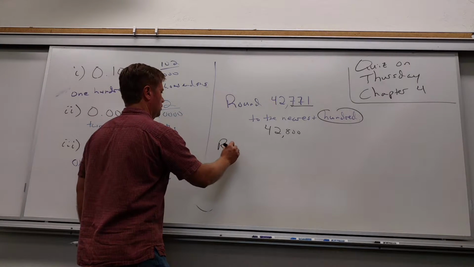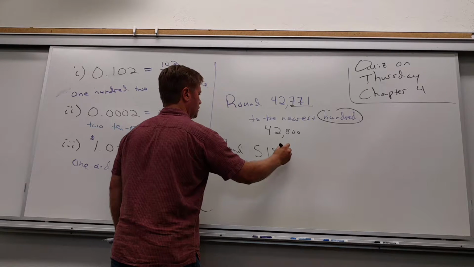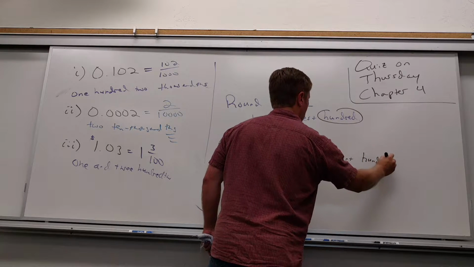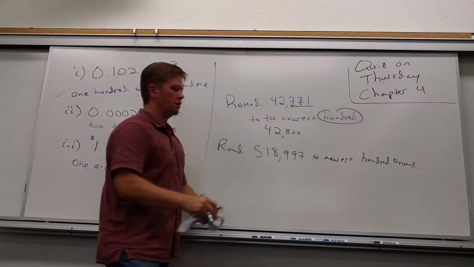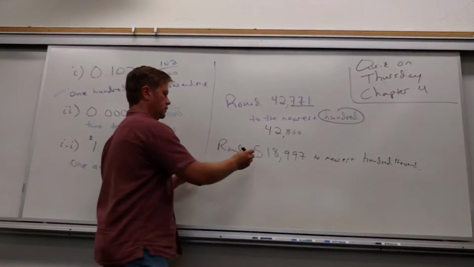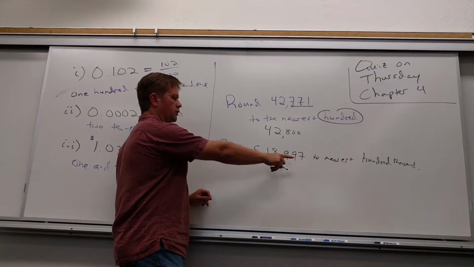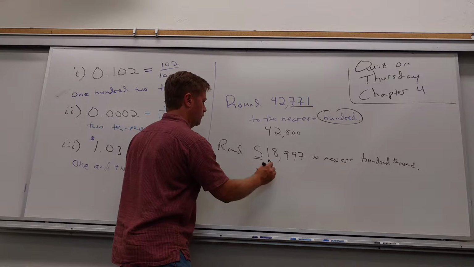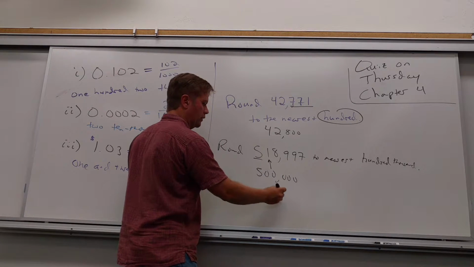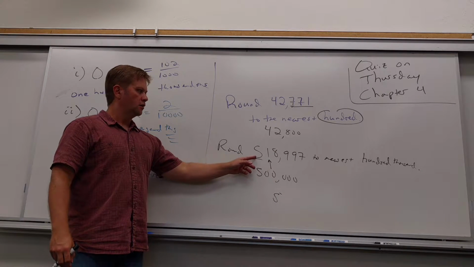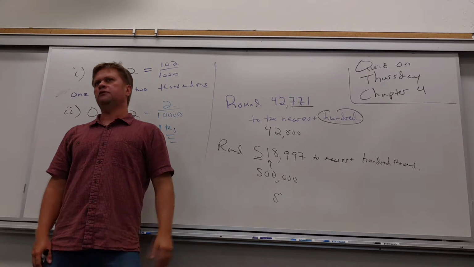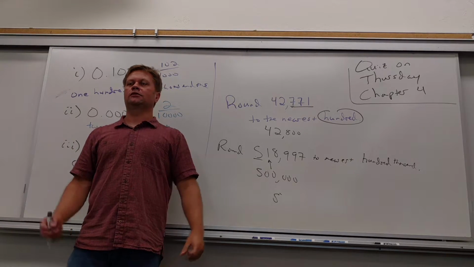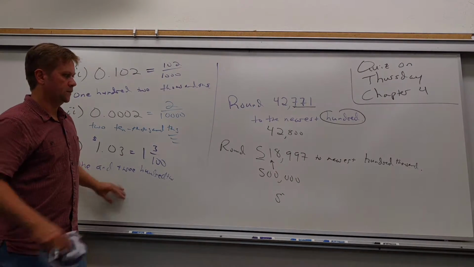So if I said round 518,997 to the nearest 100,000. What's in the 100,000s place? 5. What's the next number over? 1. So is this closer to 500,000 or 600,000? 500,000. Next number's a 1, so I keep it where it is. So it's 500,000. Now I've had a student tell me the answer was 5 because you keep it as a 5. So I'm like, you're not going to estimate this many people to be about 5. So not 5.